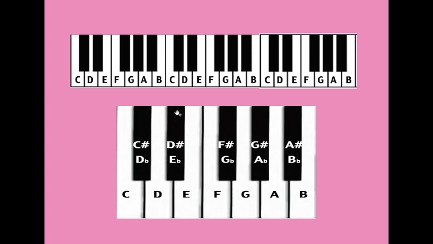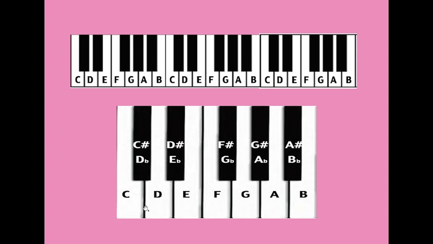For instance, this is C. Since this is C, then this black note is called C sharp. We have gone forward by half a step. This is D, so this note is called D sharp. This is F, so this note is called F sharp. This is G, so this note is called G sharp. This is A, so this note is called A sharp.